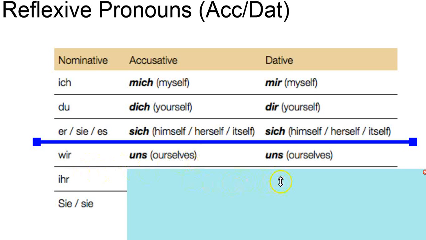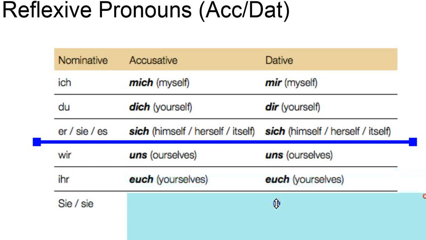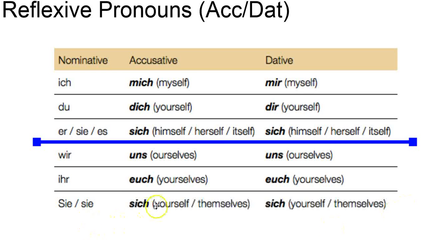So wir, uns. This one also very familiar to you. Ihr, euch. And then once again, one that's very similar to what you see above in the singular, sie, sich, sich. So ich, mich, mir, du, dich, dir, er, sie, es, sich, sich, wir, uns, ihr, euch, sie, sich, sich.